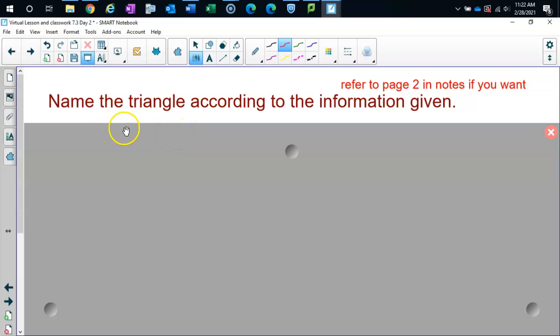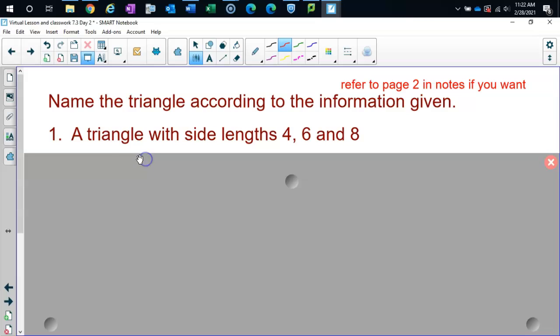part. You're going to name the triangle according to the given information. Number 1, a triangle with side lengths 4, 6, and 8. Now, you can only name this according to side lengths. What is it called? Go.